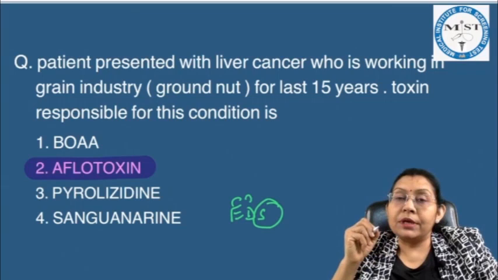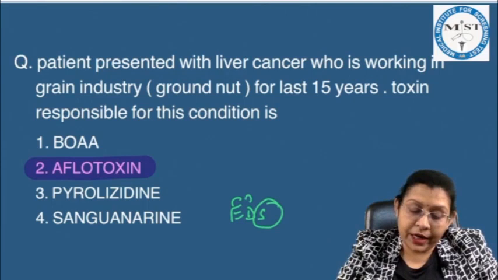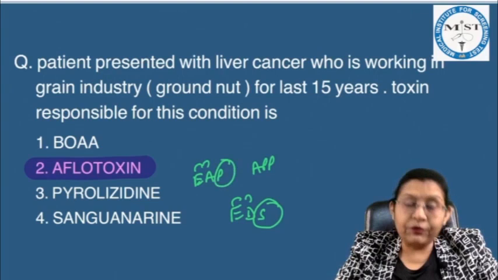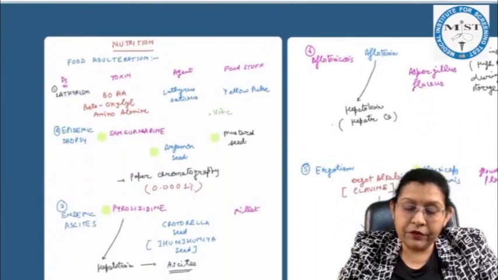Now, how can you remember pyrrolizidine for endemic ascites? We all know that we are using mobile apps. So you can remember it like EAP, or app. Endemic ascites is because of pyrrolizidine. In this way, you can remember the toxins. And we have discussed all these food adulteration conditions in detail in our classes.